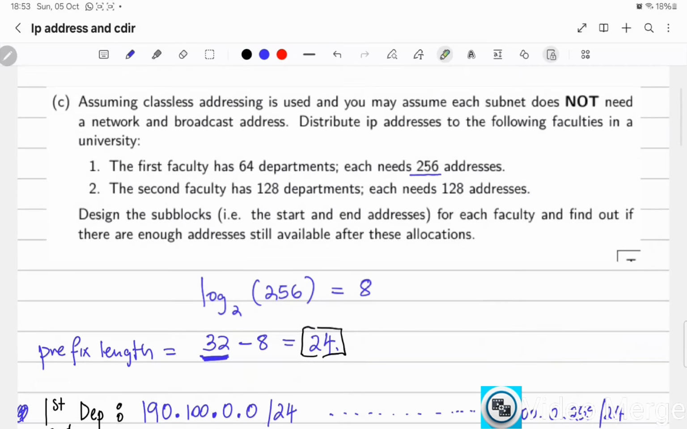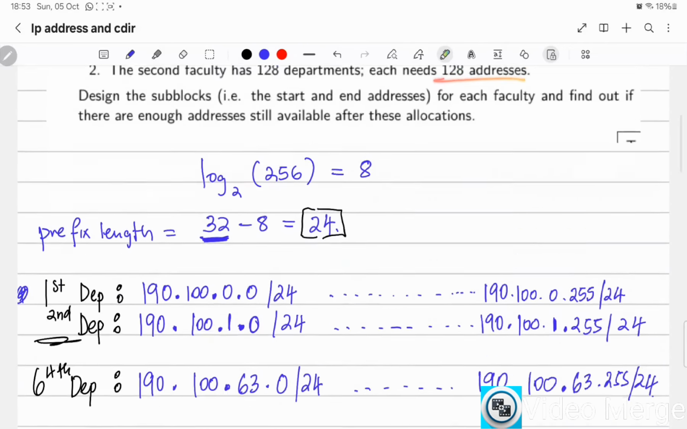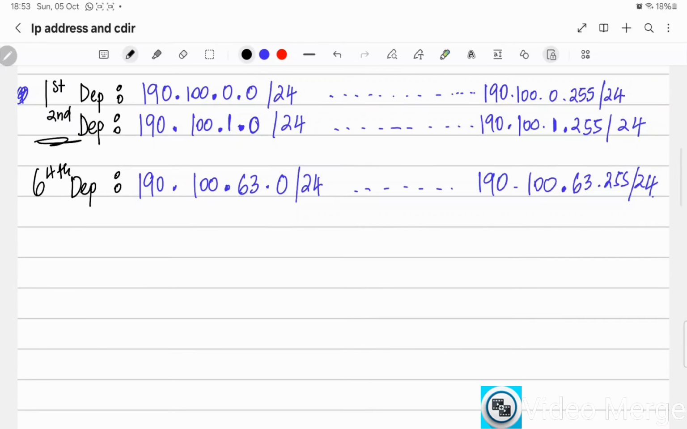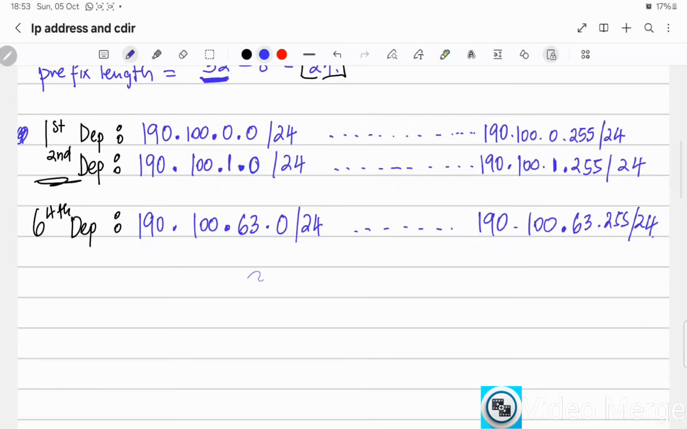Question number 2 says the second faculty has 128 departments, and each department needs 128 addresses. So it's 128, 128. Now, the first thing we focus on is the number of addresses. Make use of your calculator here. Using the calculator, it's going to be log base 2 of 128. If you check this on your calculator, it's going to give you the value 7.